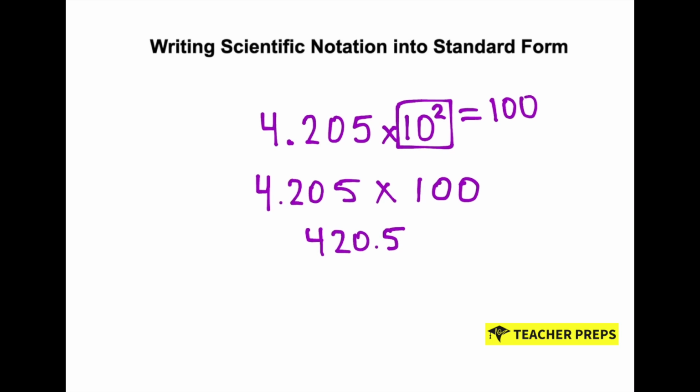What do you notice about the movement of the decimal? If you thought by taking 4.205 times 10 to the second power was really just shifting the decimal 2 places to the right, you're correct. We could go through the multiplication process for every problem, but it's much easier to simply move the decimal.